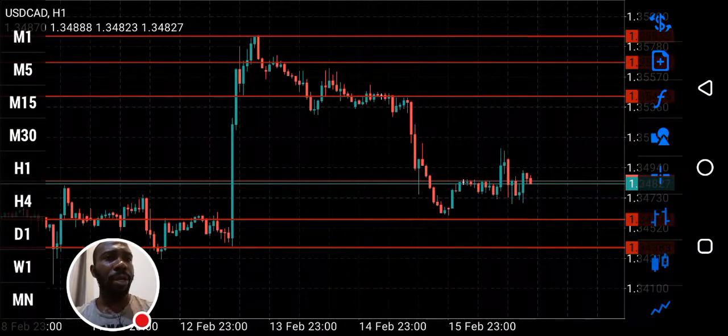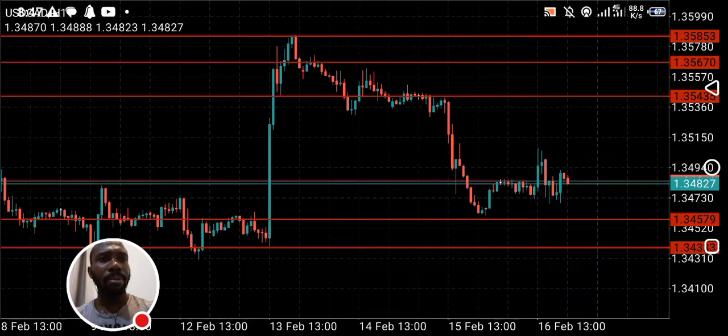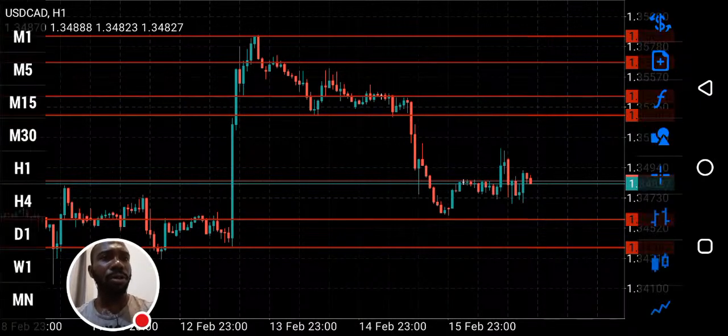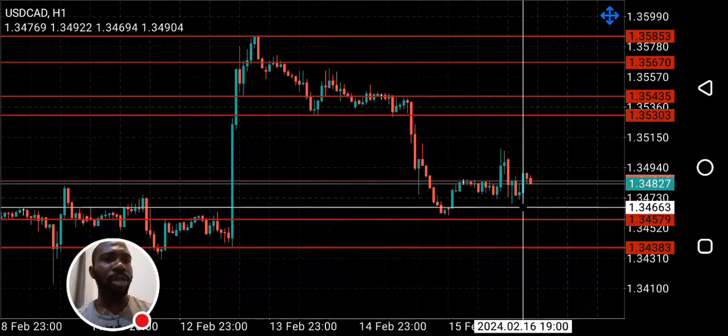Here there was a break of structure. This is a break of structure. So we should wait for price to pull back.